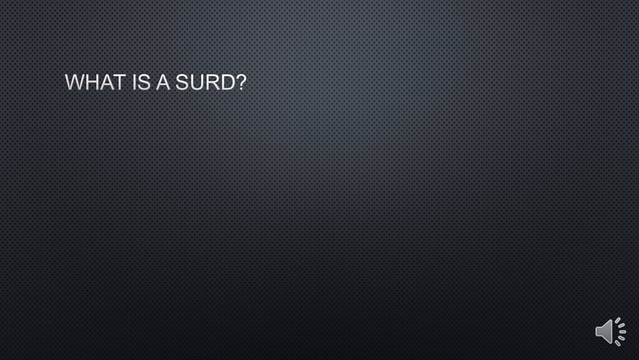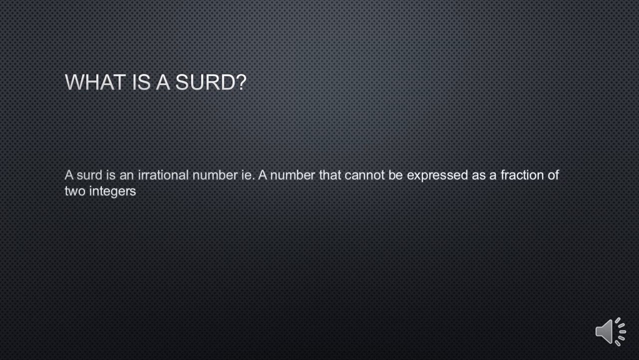On to surds. What is a surd? A surd is an irrational number, i.e. a number that cannot be expressed as a fraction of two integers. A fraction is pretty much something out of something, like 2 out of 3, 3 out of 5, as you can see there. So that would be a fraction, and then we have a surd such as root 2. Root 2 cannot be expressed as a fraction of two integers, and that makes it a surd. So that's what we define as a surd.